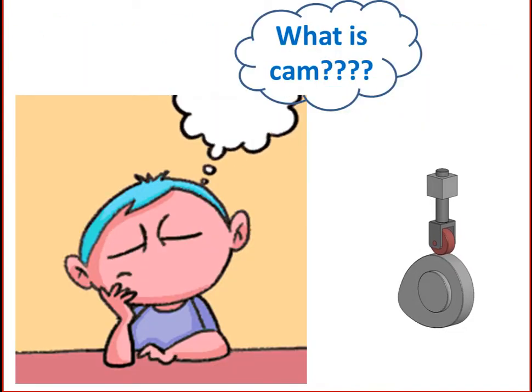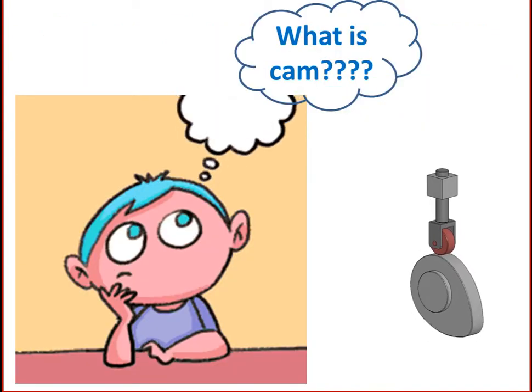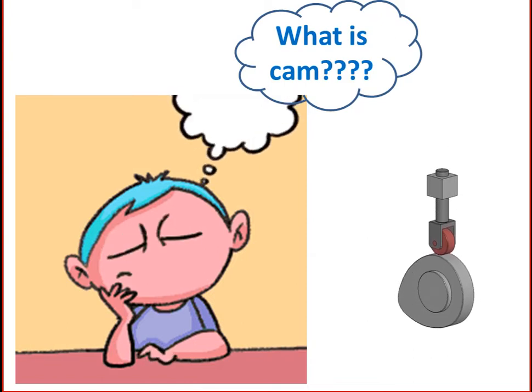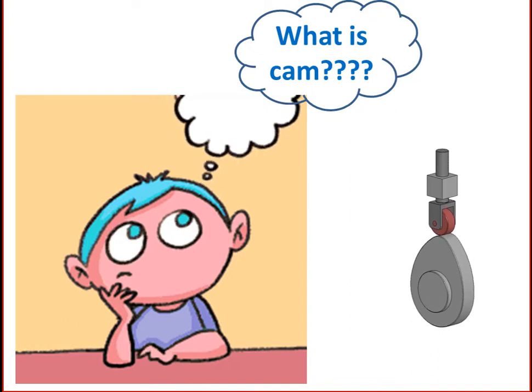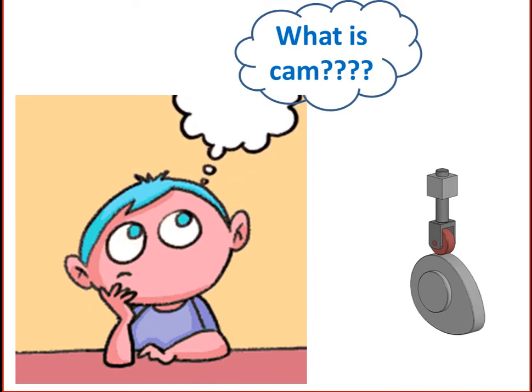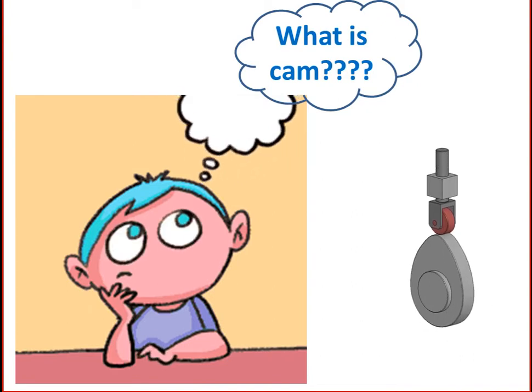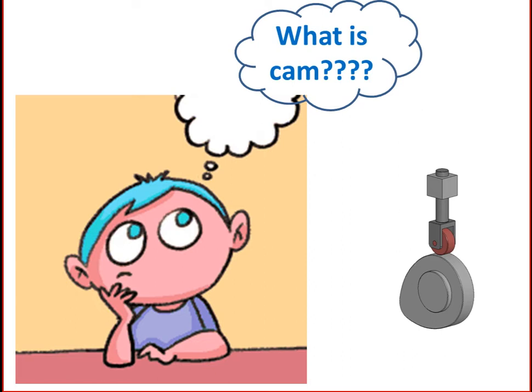So what is a cam? A cam is a rotating element that gives oscillating or reciprocating motion to the follower, which is another element of the machine, by direct contact. This part is mainly used to transform the motion from rotary into linear to another part.